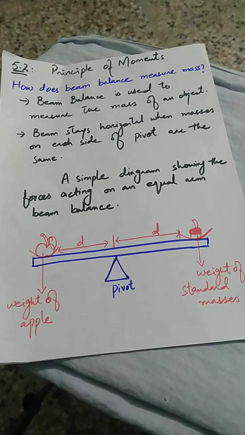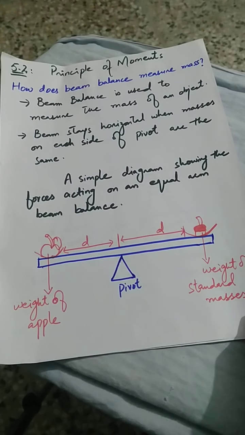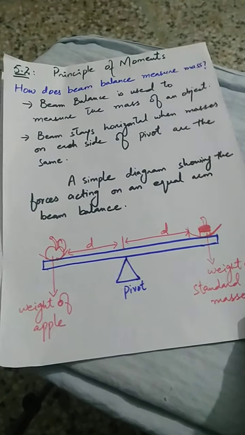As you can see, a simple diagram of the beam balance has been drawn, and on each side two masses are placed: the first one is the apple and the second one is the standard masses. Their weights are acting downward, which is their action force. The distances from the pivot are the same, and the masses are also the same. That's how we measure the mass of an unknown object.